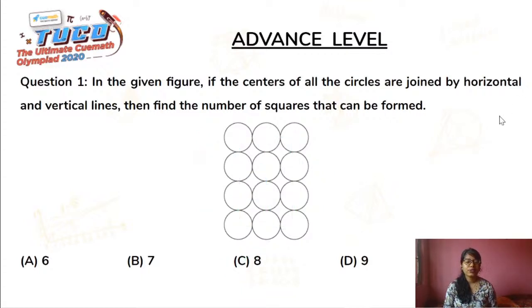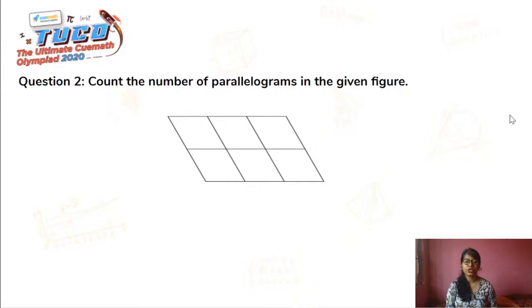Let's go ahead with our last question for today. Here goes our last question. Count the number of parallelograms in the given figure. For all of you, assuming grade 9th and 10th, I'm sure that all of you already know what a parallelogram is. A parallelogram is a quadrilateral with opposite sides being parallel and equal. Okay. All right. So here goes our options.